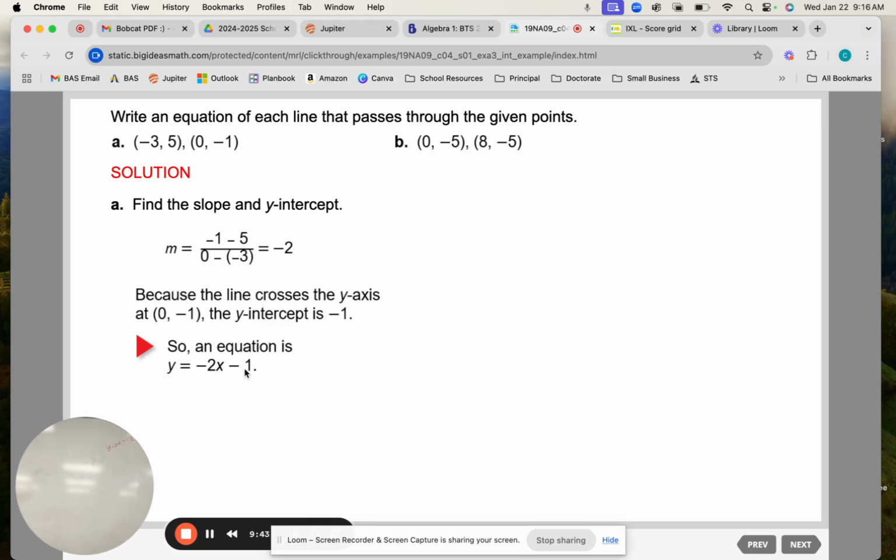So we know our equation is y equals negative 2x. We don't know what the y-intercept is. Let's just pretend we don't know what the b is. So we want to take our points where we have an x and a y and plug it in. One of our points is negative 3, 5. So this is x, this is y. So I can say 5 equals negative 2 times negative 3 plus b.